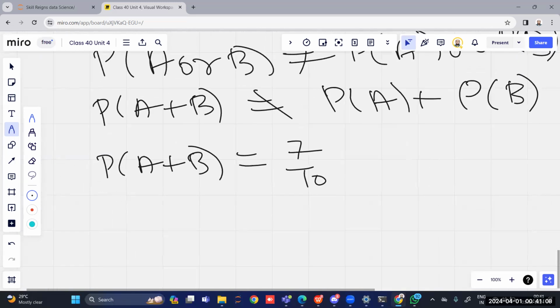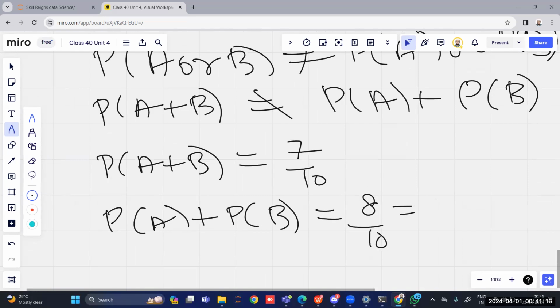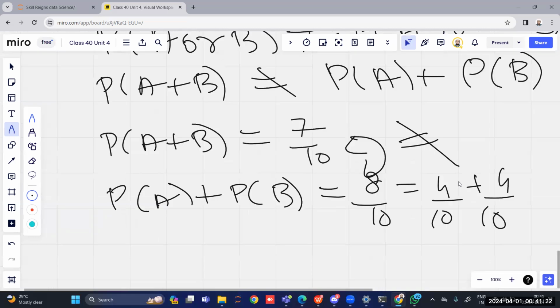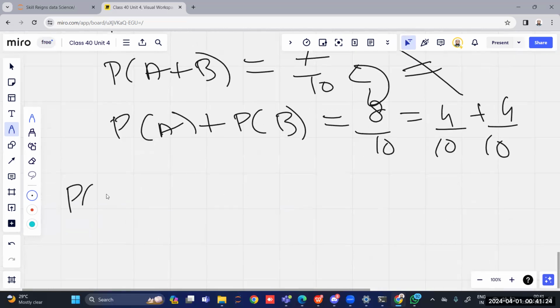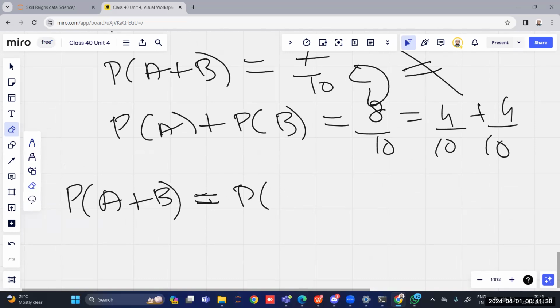And probability of A plus probability of B is near about 8 by 10. Yes or no? Which is 4 by 10 plus 4 by 10. So you can see that these two are not equal. Yes, but there is a formula for not mutually exclusive. Probability of A plus B equals to, when will it be equal, see here. First I'll do it and then explain to you.